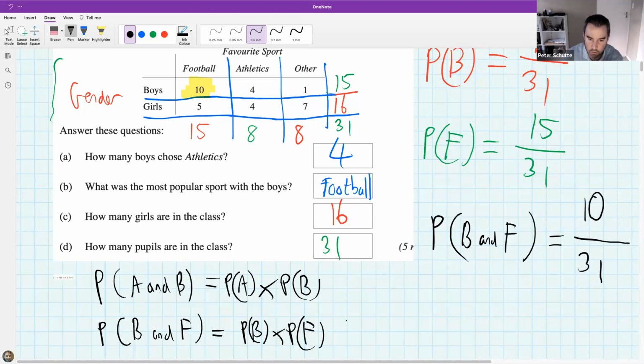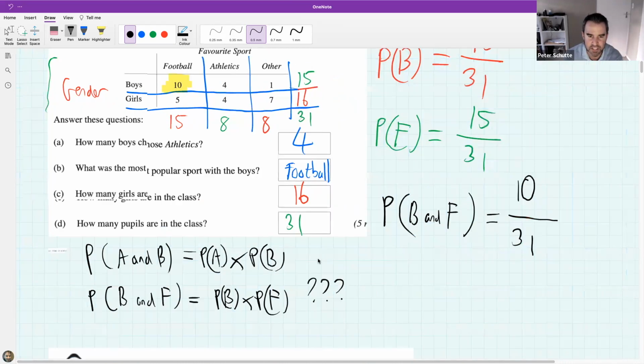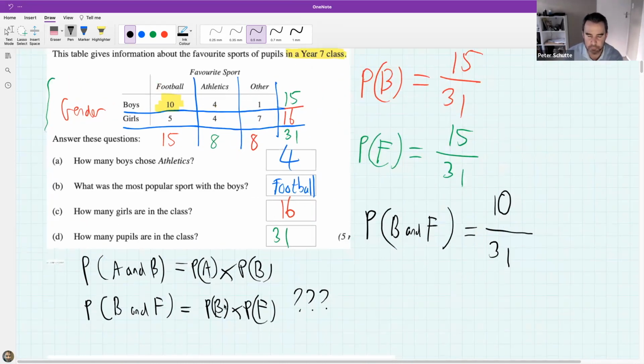I don't know, but give me a thumbs up if you understand how I'm connecting the A and B thing to B and F for this particular question, because we were dealing with boys for gender and F for favorite football. So you can feel the connection.